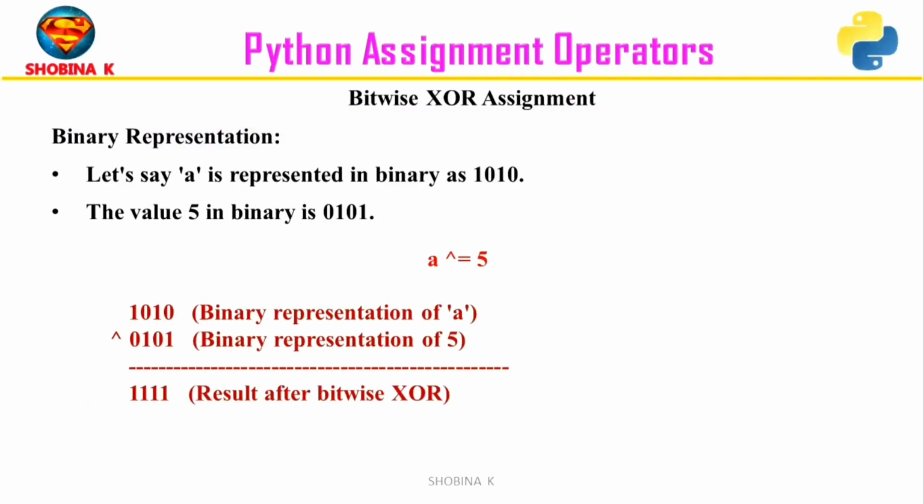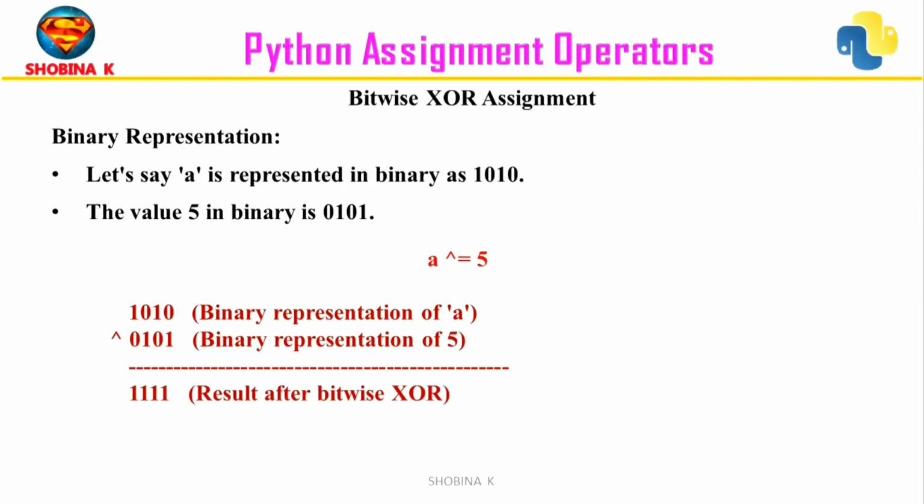Here we're going to perform a bitwise XOR operation between the binary representation of A and 5 at each corresponding bit position. The XOR operation results in 1 if the bits are different and 0 if the bits are the same. Let's say A is represented in binary as 1010. The decimal value of A is 10. The value of 5 in binary is 0101.